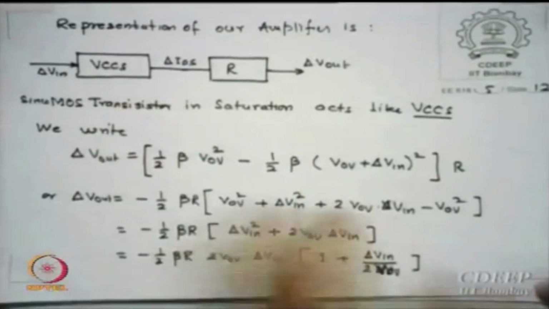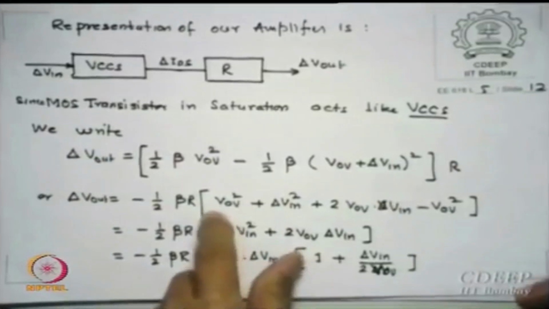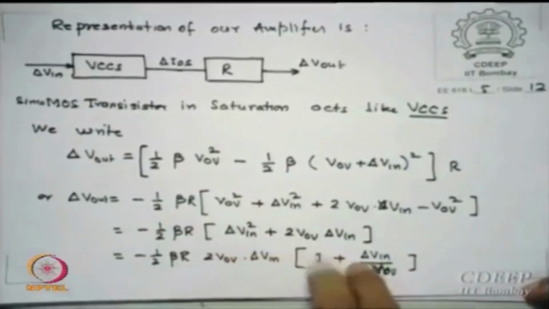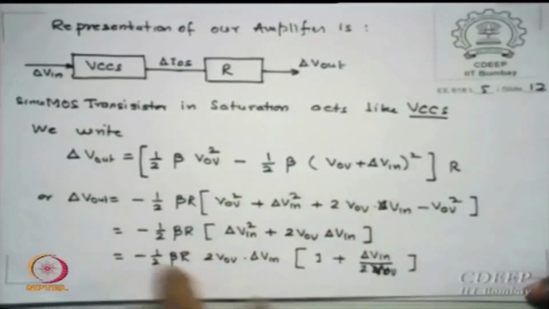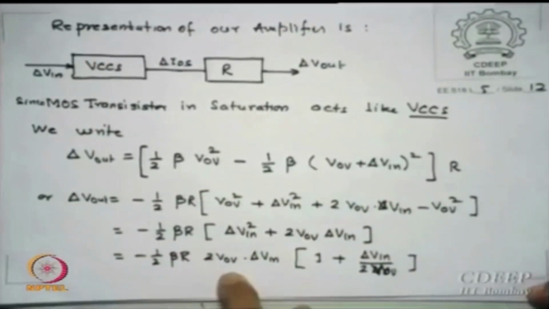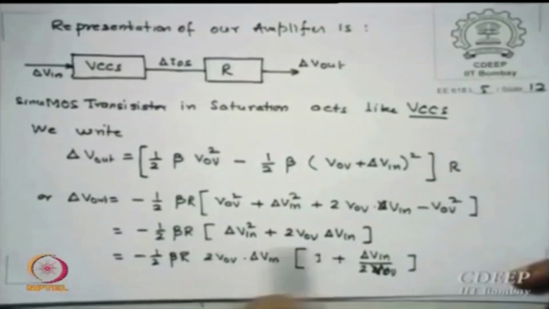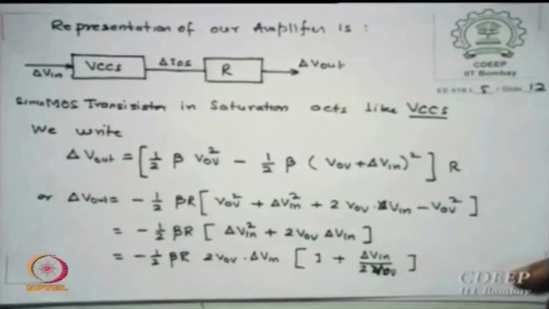So I expand the squares, remove the terms if they are there, VOV square will go away, and I get delta V in square plus 2 VOV delta V in. This VOV cancels. So I get minus half beta R, 2 VOV delta V in, into 1 plus, just adjusting the terms, there is nothing big going on, I just take out some terms and leave some terms. Taking VOV delta V in out, I get 1 plus delta V in upon 2 VOV.